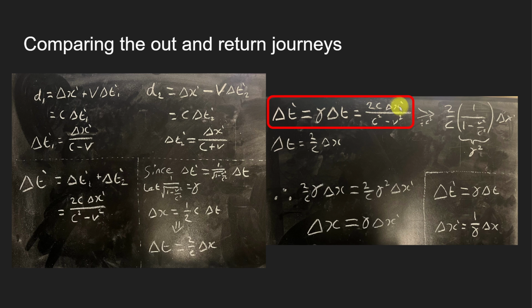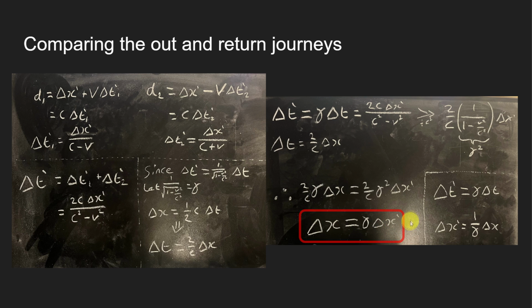Moving on, I've just restated the values using gamma over here. And I've just rearranged that last bit of the equation by dividing by c squared, and this has given me 1 over 1 minus v squared over c squared. This is gamma squared. You'll start to see why I've swapped out gamma, because that's a lot easier to notice. So inputting what we've got above, we've got 2 over c gamma delta x equals 2 over c gamma squared delta x prime. We can rearrange this to get delta x equals gamma delta x prime.